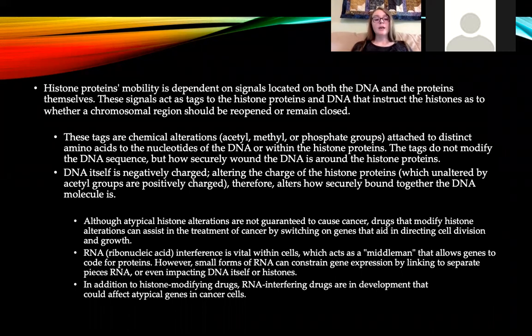All right, so histone protein mobility is dependent on signals located on both the DNA and the proteins themselves. These signals act as tags to the histone proteins and DNA that instruct the histones as to whether a chromosomal region should be reopened or remain closed. These tags are chemical alterations, acetyl, methyl, or phosphate groups, attached to distinct amino acids within the histone proteins or to the nucleotides of the DNA. The tags do not modify the DNA sequence, but change how securely wound the DNA is around the histone proteins.